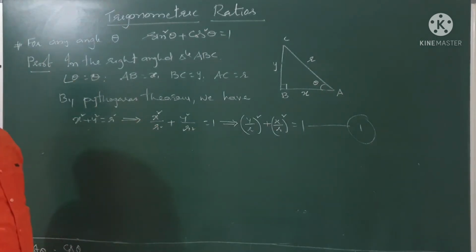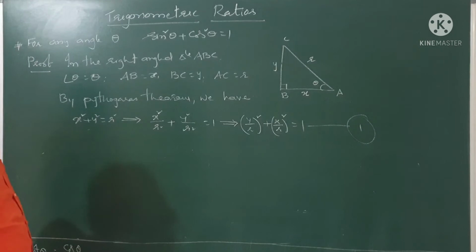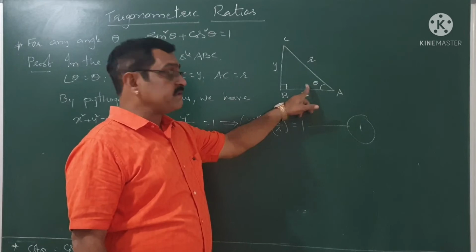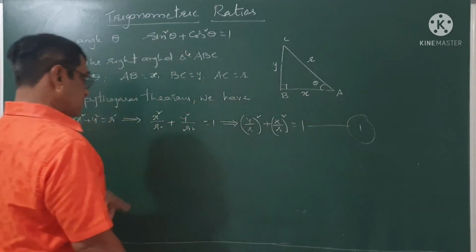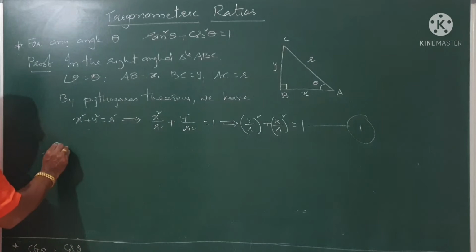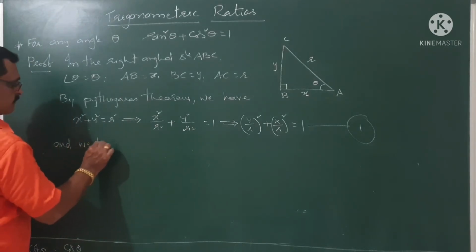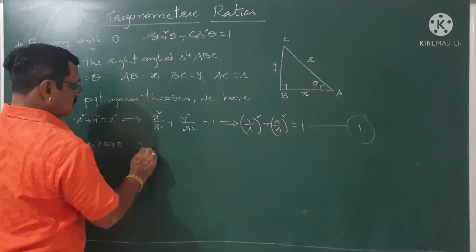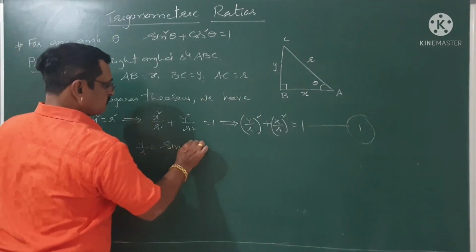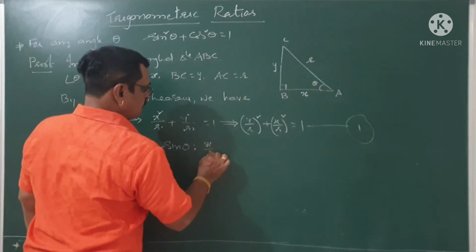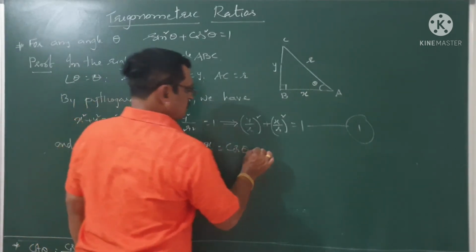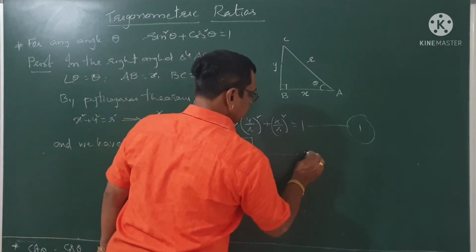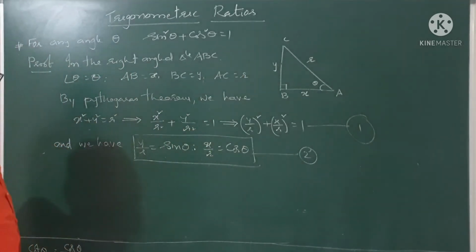Now, I go to the trigonometric ratios. We know very well the ratio between y and r is sin theta. The ratio between x and r is cos theta. I make a list of that. We have y by r is equal to sin theta, x by r is equal to cos theta. Let these be 2. Use 2 in 1.